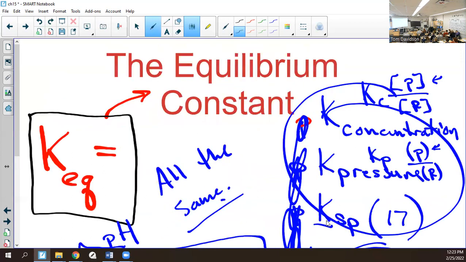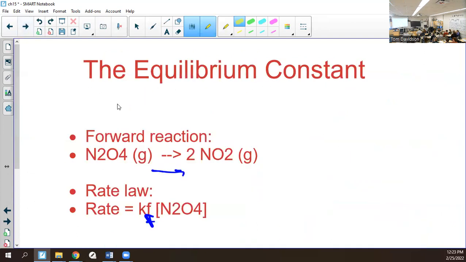Okay, now this is the equilibrium constant. And look, what did I say earlier? It's all the same math. It's the same math equation. Now, this is how we come up with this stuff. Don't write any of this down. We're just going to jump into this.